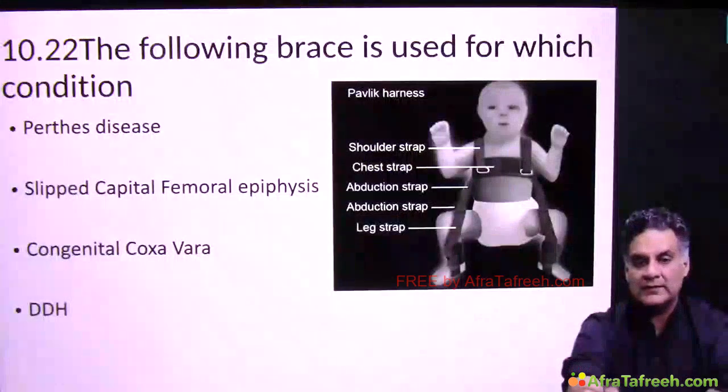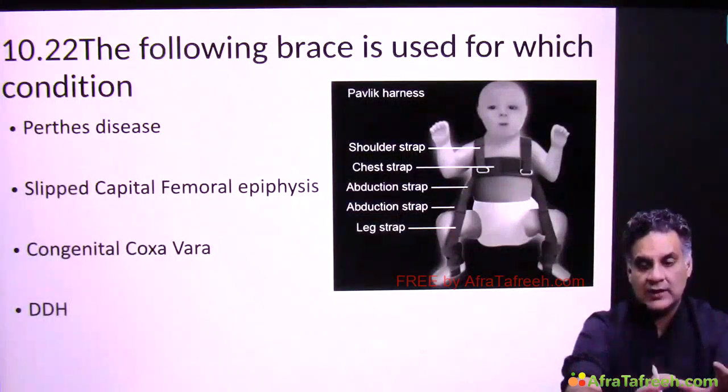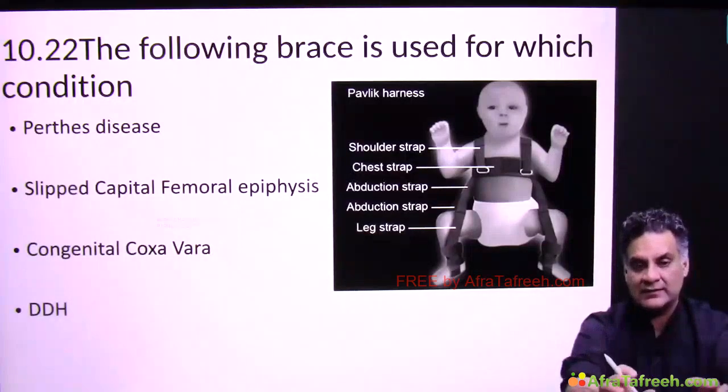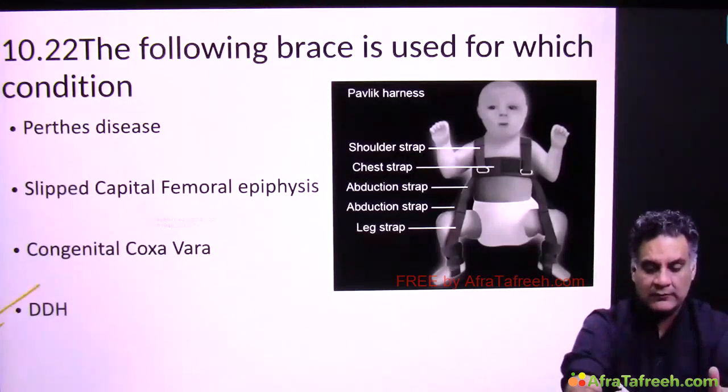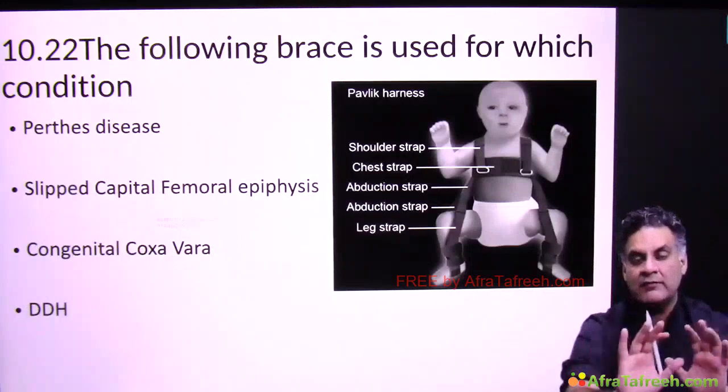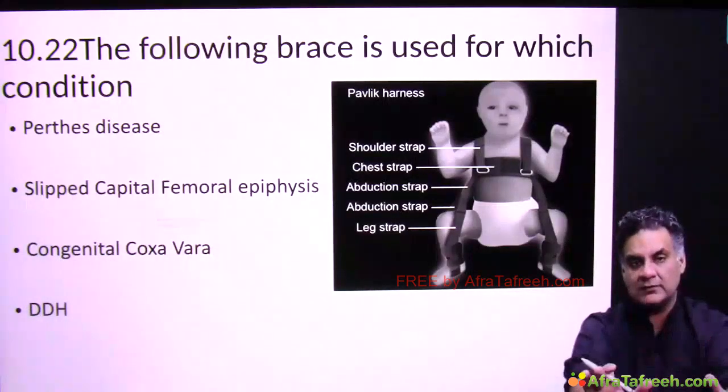The following brace is used for which condition? You're trying to place the thigh in the direction of the hip, in the direction of acetabulum. So this is important for developmental dysplasia of hip. So this is about pediatric orthopedics.